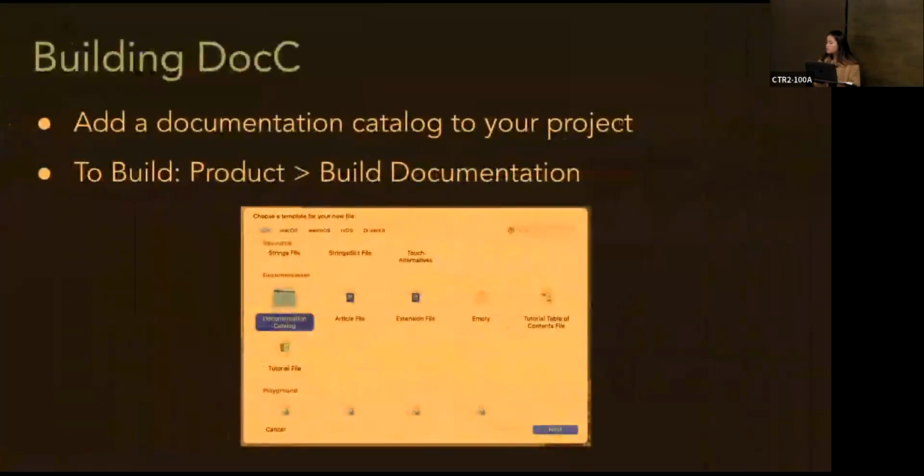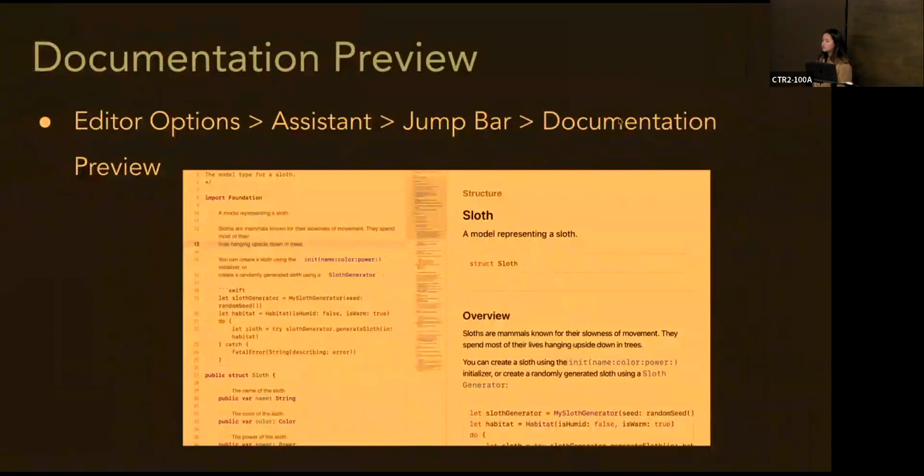While we're building and working on our documentation in Xcode, sometimes we don't want to wait for our documentation to build, especially if we're working in a huge code base where it would take a couple of minutes rather than seconds to build our documentation. To do this, we can go to Editor Options, select the Assistant, and in the jump bar, we can go ahead and click on the Documentation Preview. Here, as you can see, while I'm working on my documentation, I can view how that looks immediately.